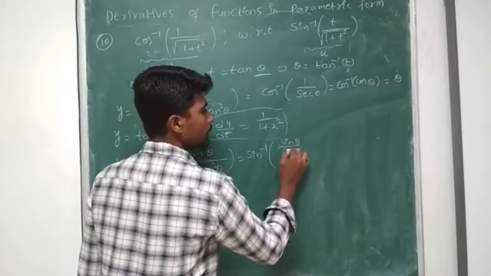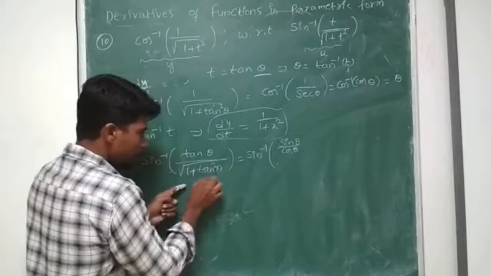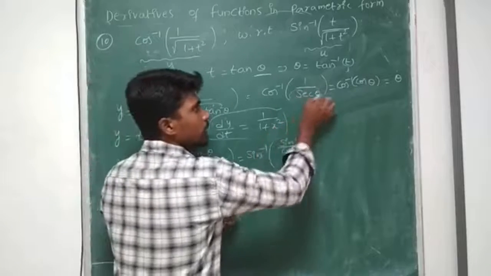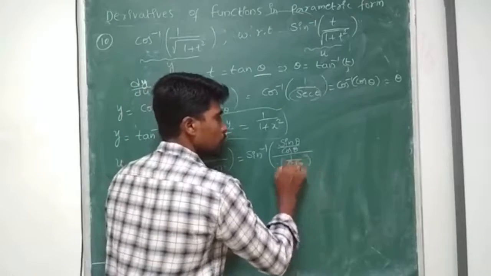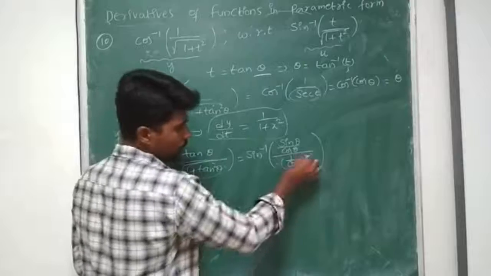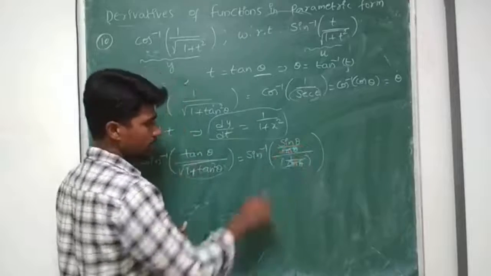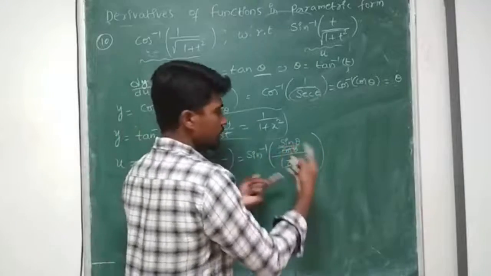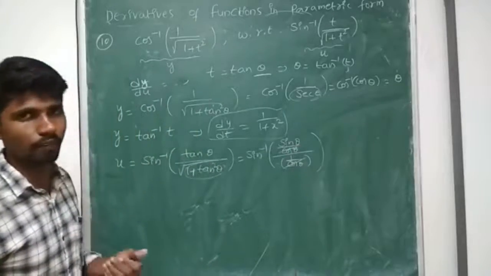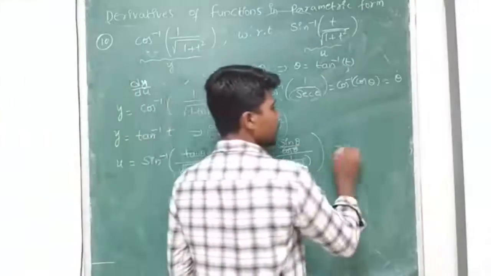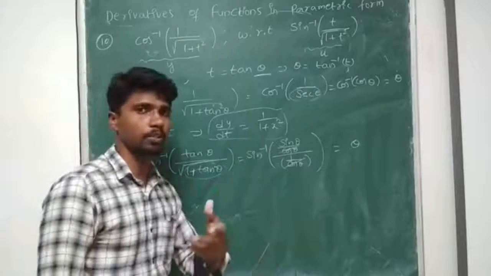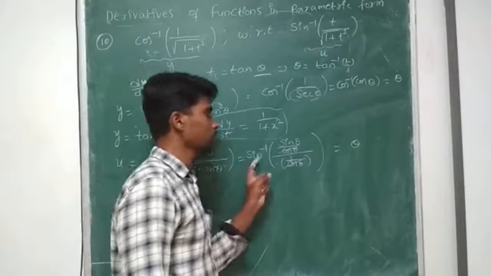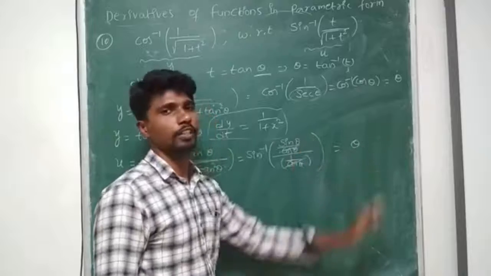Sin theta by cos theta. If I simplify this, what do I get? Secant theta. Secant theta can be written as 1 by cos theta. Now cos theta gets cancelled. I get sin inverse of sin theta, which is nothing but equal to theta. Okay? I am not writing those steps, but you have to write them in your class. Sin inverse of sin theta is equal to theta.